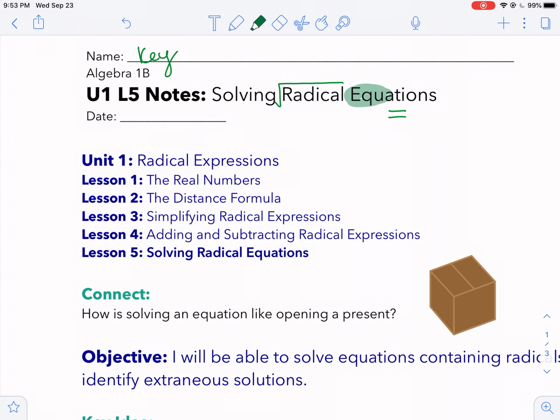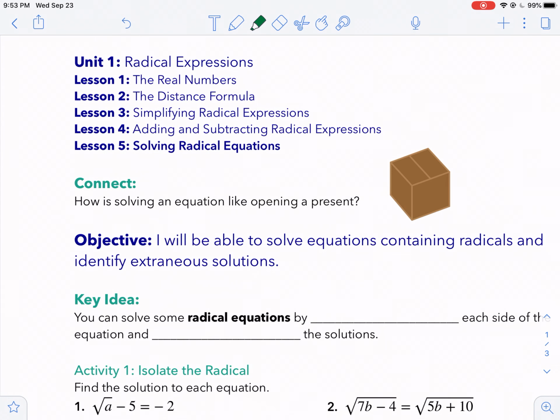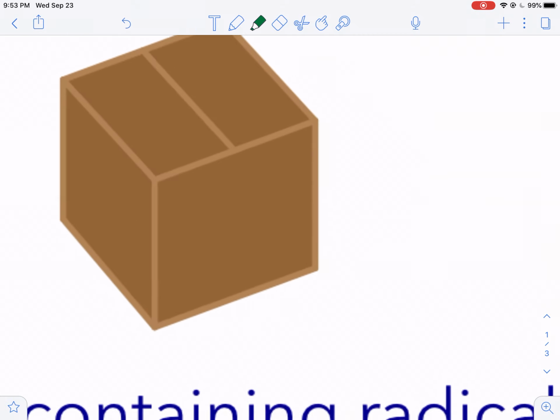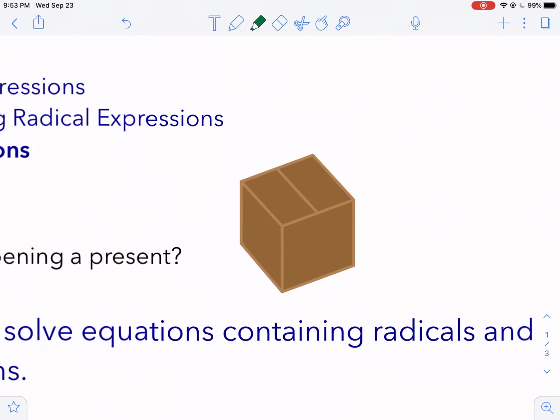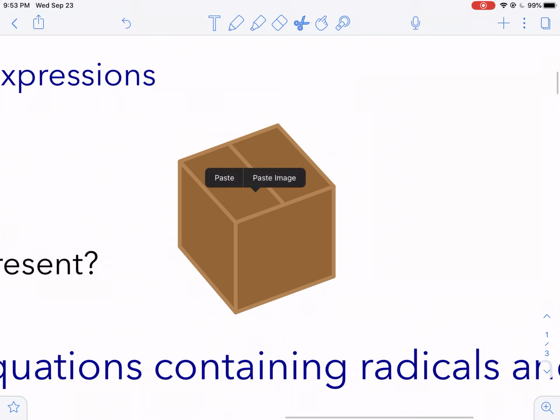Okay. So before we jump right into solving radical equations, we're going to do a tiny review of solving equations. Now, I'm going to argue that solving an equation is like opening a present, and here's why. You have this box. It's a nice box, but let's wrap our present first.